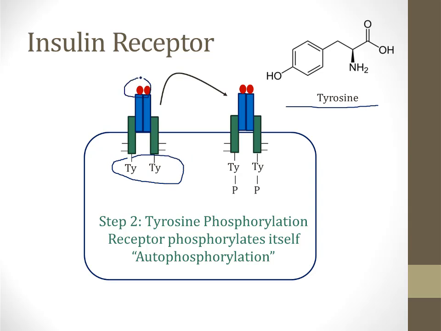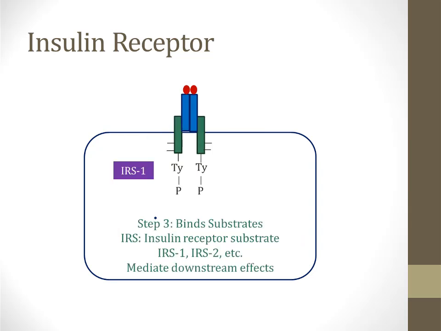When insulin binds to the receptor, those tyrosine molecules become phosphorylated by the receptor. The receptor phosphorylates itself, hence this is called autophosphorylation by the tyrosine kinase domains that are part of the receptor. Once tyrosine phosphorylation has occurred, the next step in activation of the receptor is for the receptor to bind substrates. There are a number of these substrates. They are called IRSs, or insulin receptor substrates.